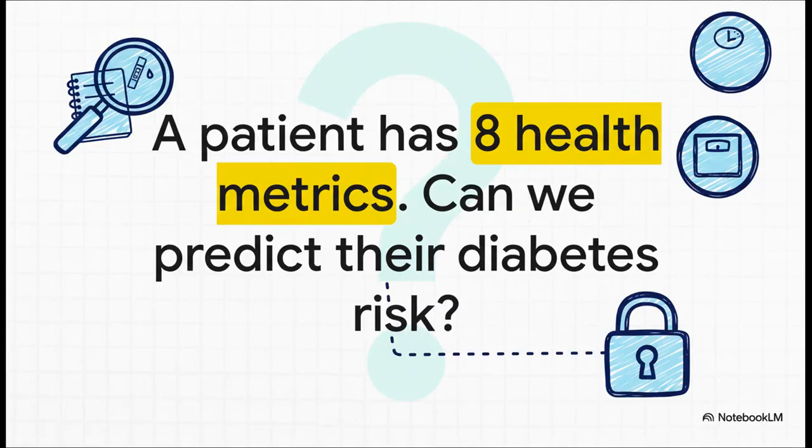So picture this. You've got a patient's file with just 8 standard health metrics. The usual stuff: age, BMI, blood pressure. The big question is, can we look at just those numbers and get a real sense of their risk for developing diabetes? That's the challenge we're going to tackle.